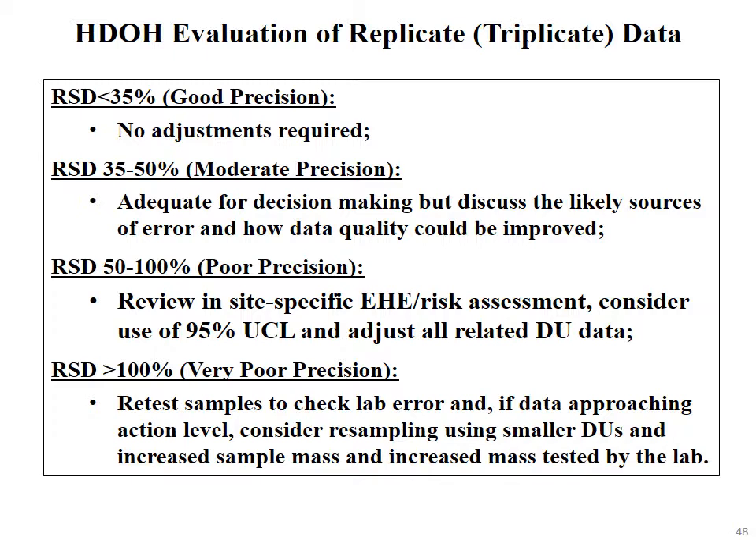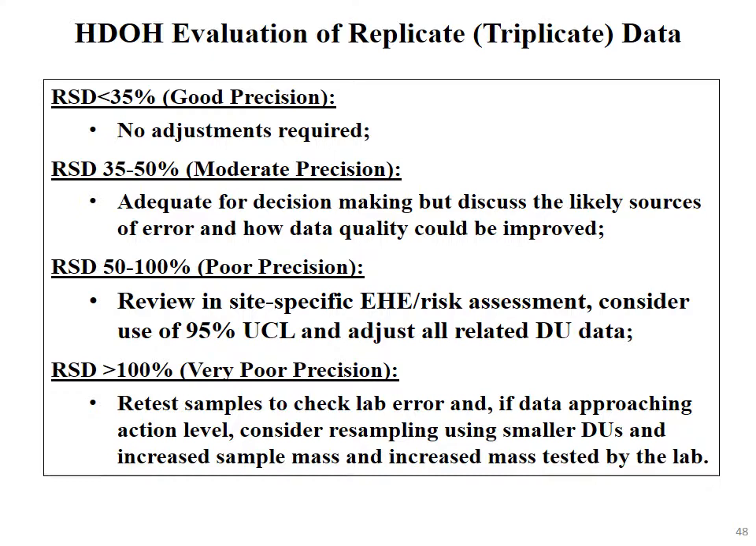A last note on replicate data. This, in our guidance, is how we recommend evaluating triplicate data for multi-increment samples. Again, you need a minimum of triplicates. If you follow our sampling procedures and sampling theory for collecting the multi-increment samples, triplicate data are generally adequate. If the relative standard deviation between your triplicate samples is less than 35%, then that's very good precision. No adjustments to the data are required.